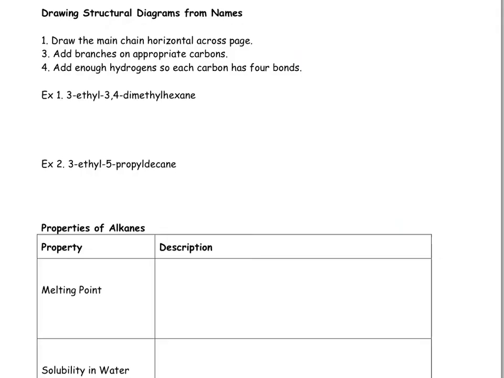Now, the names of organic compounds are so complicated because they describe the structures. You can take a name and go backwards and draw the structural diagram. So here are the steps. Step 1, draw the main chain horizontally across the page. It makes it easier than drawing it kinked. Step number 2, add branches on the appropriate carbons. In step number 3, add enough hydrogen so each carbon has 4 bonds.